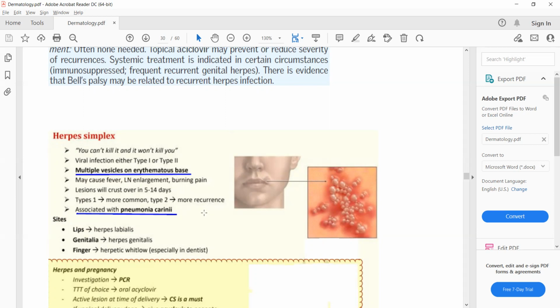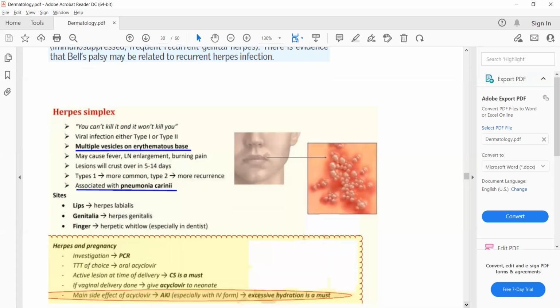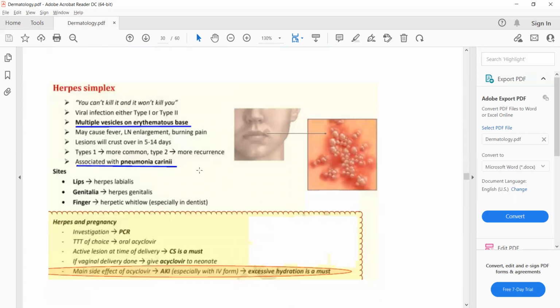Type 1 infection is more common. And if someone develops an infection with type 2 herpes simplex, it can cause recurrent infections. The sites of formation of these vesicles, they can be lips. When it's around the lips, then it is known as herpes labialis. And if the lesions are on the genital area, then it is known as genital herpes. And if it's on the finger, then it is known as herpetic whitlow.